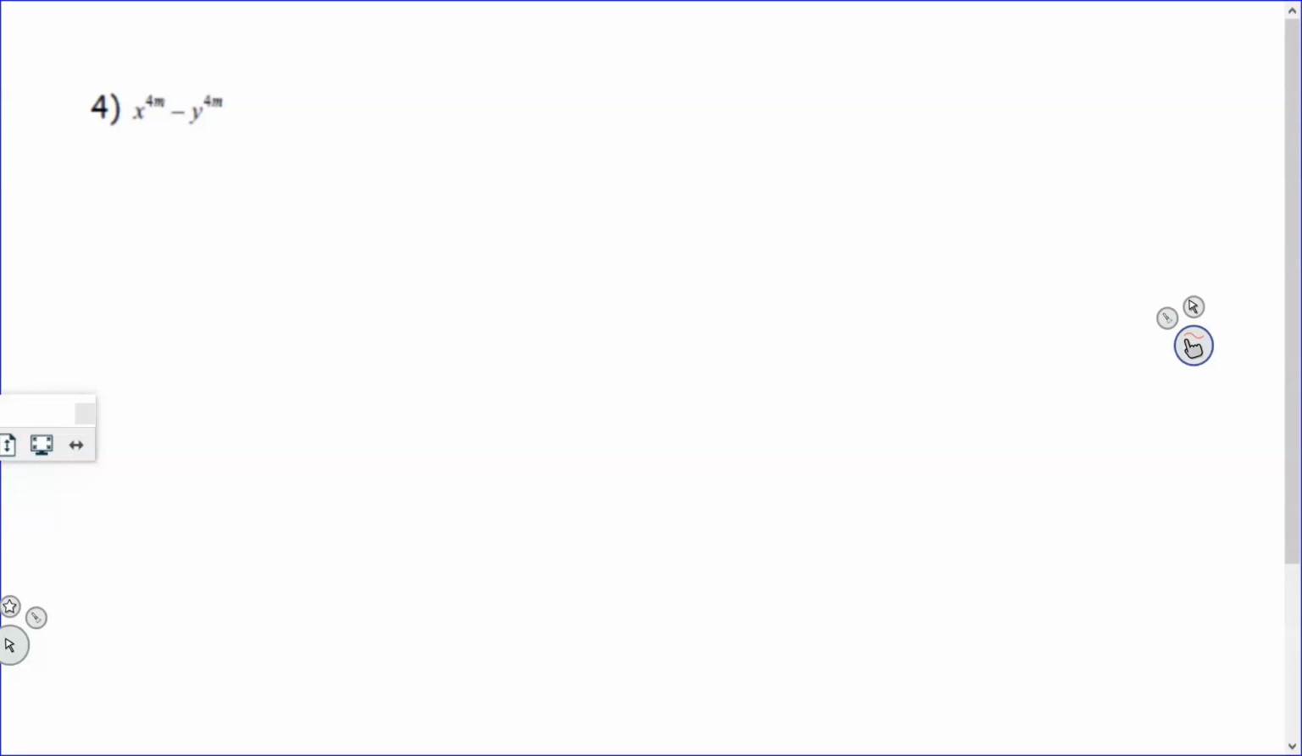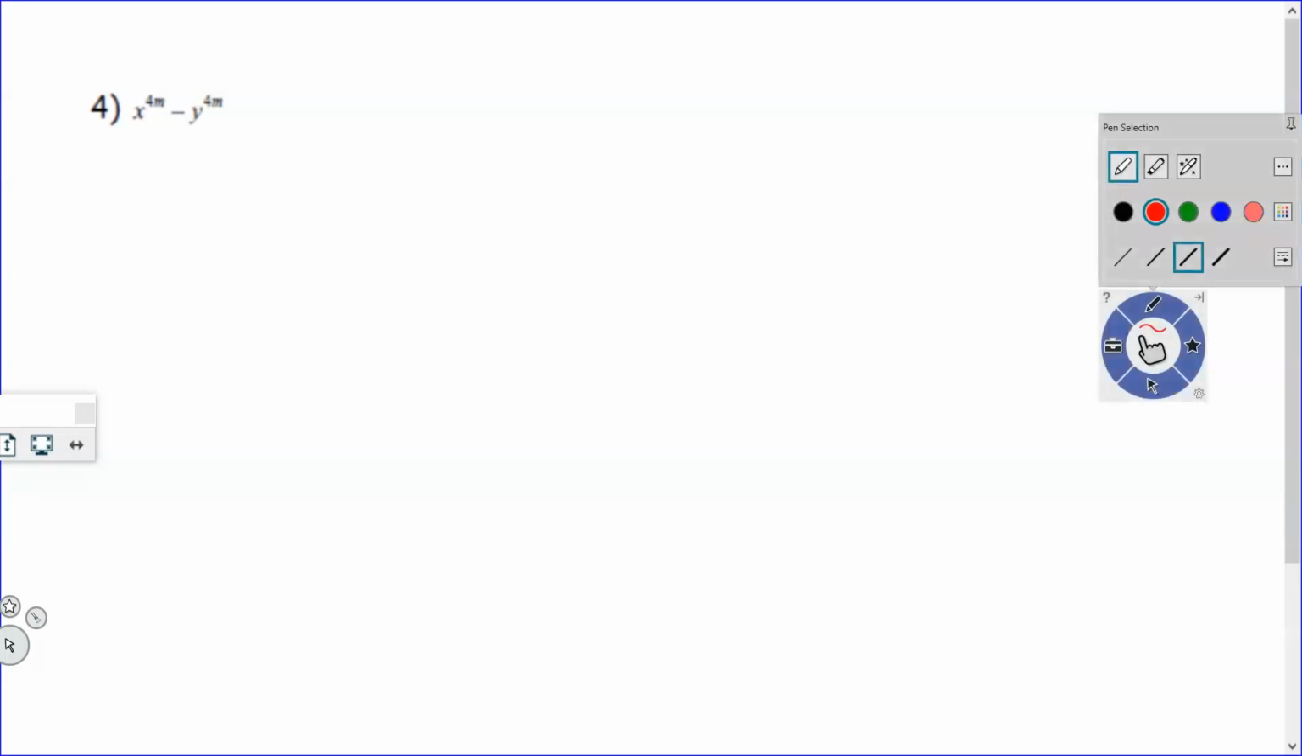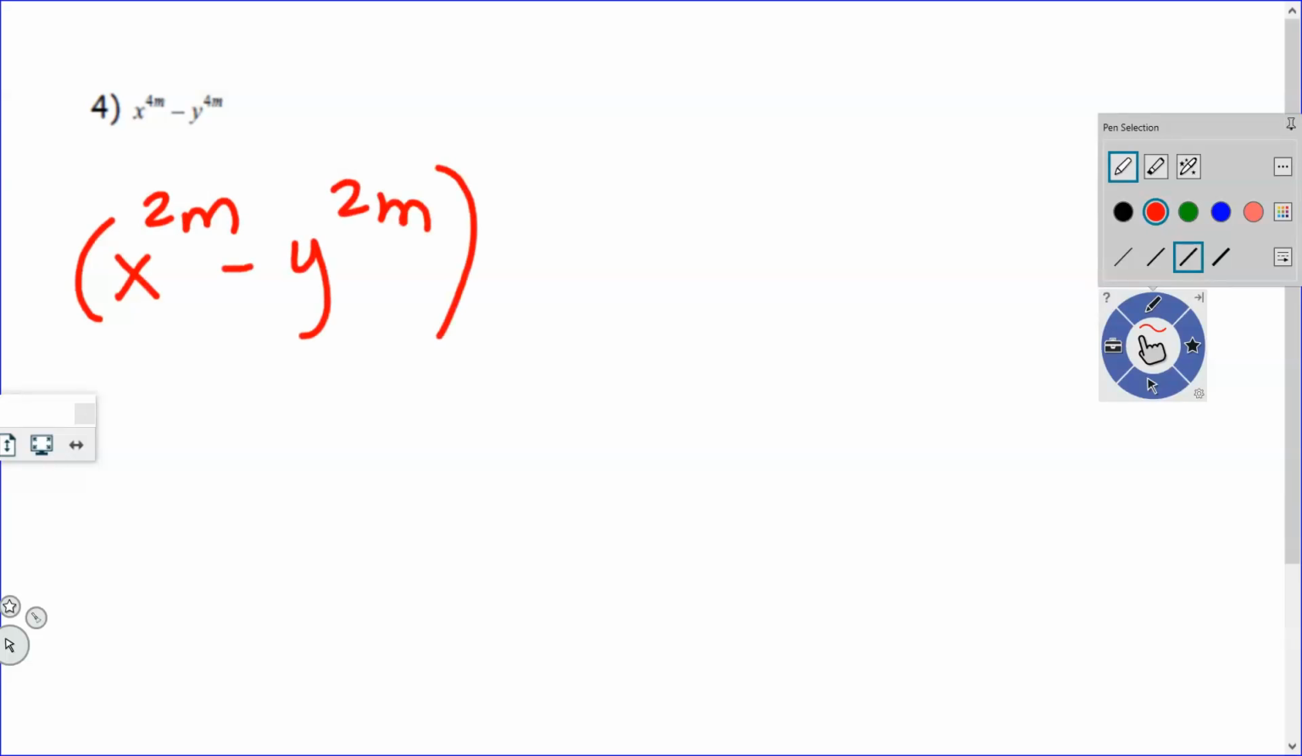If I have 4 m's, there's 4 m's laying on the floor. Can I put them in 2 equal groups? Yeah. What are they? Yes. All right. So it's going to be x to the 2m minus y to the 2m. And then the other one's going to be an x to the 2m plus a y to the 2m.